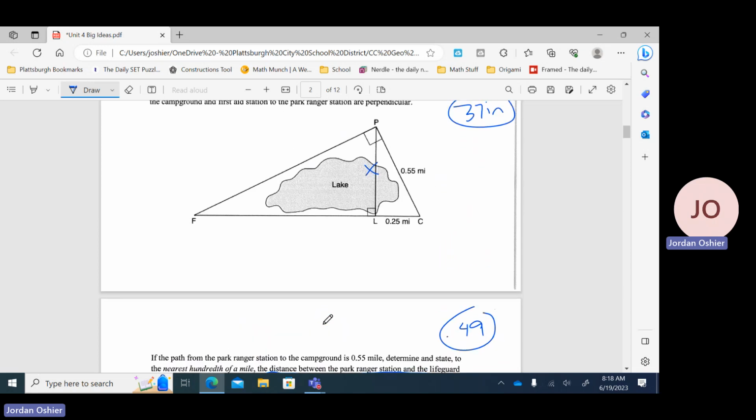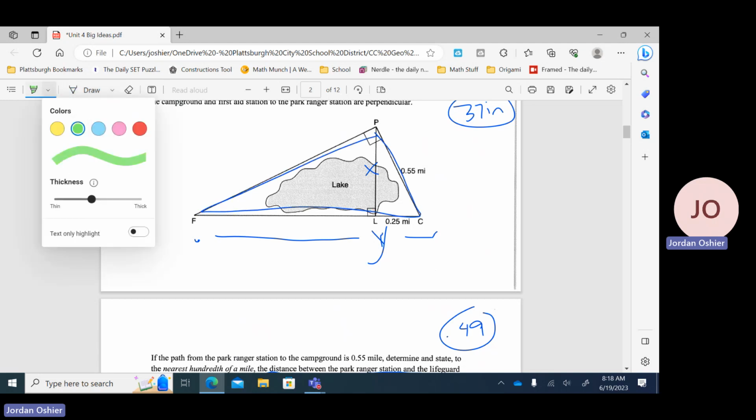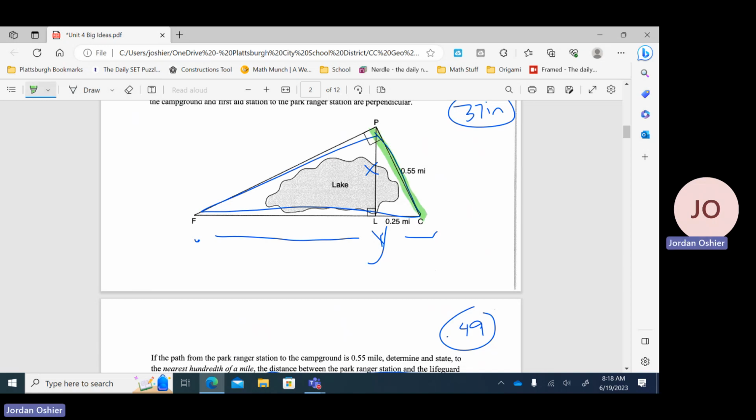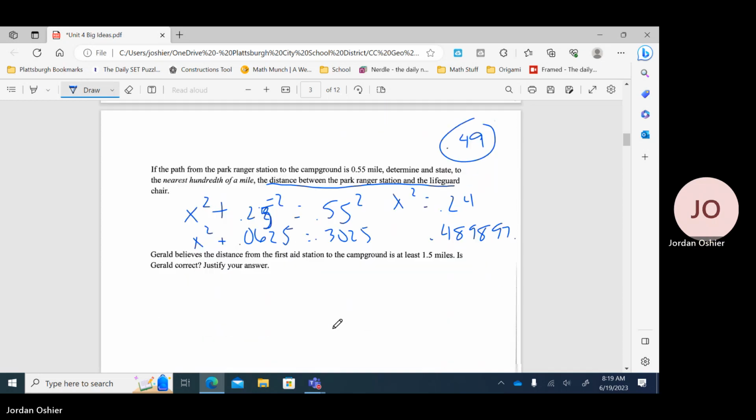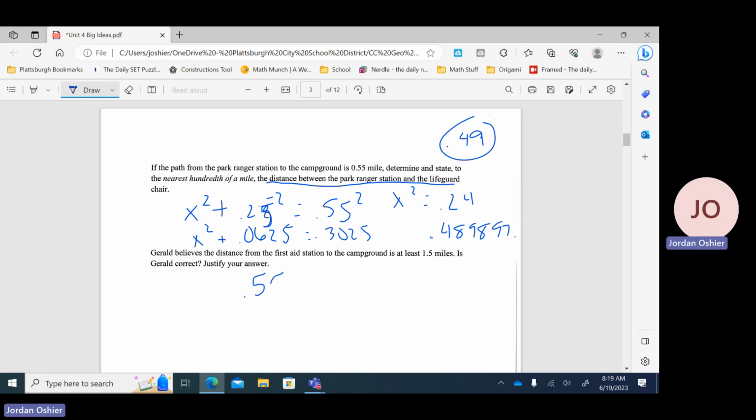Is he correct? So he's saying from here all the way to the campground. So I'll call that Y. And now I'm going to use geometric mean for that one. So I'm using the outside, meaning I'm going to use this part of the 0.25, and I'm going to use the entire thing of Y. So 0.55 is the repeating piece. Y is what I'm looking for. That's the entire distance, and 0.25 is the other part that I need.